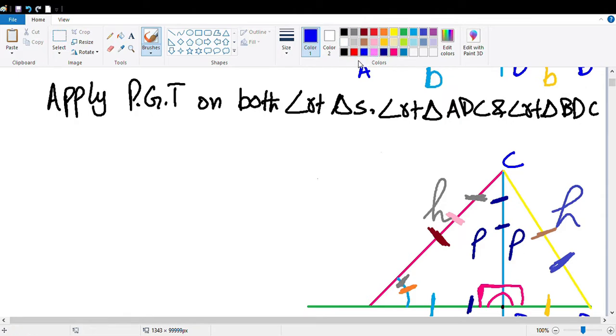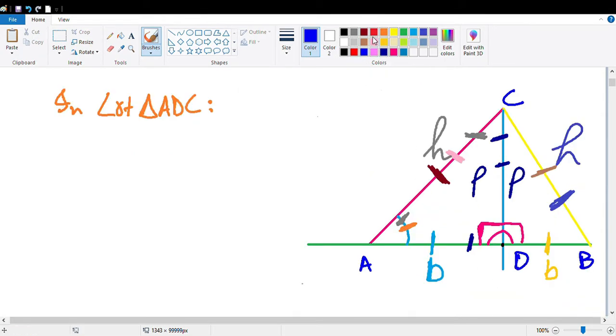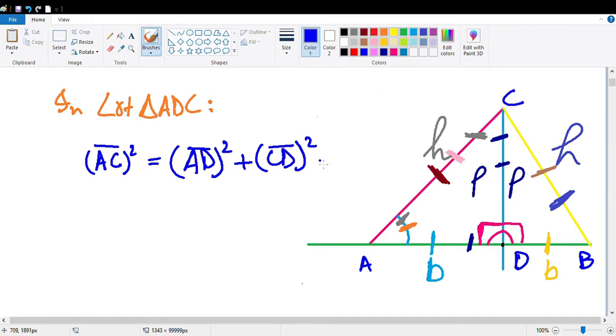So first, let's apply it to the right triangle ADC. So I'm going to say in right angle triangle ADC, AC is the hypotenuse, you guys know. So the square of the hypotenuse, AC square, is equal to the sum of the squares of the base and the perpendicular. Perpendicular is CD, we know, for both triangles. And for ADC, the base is AD. So AD squared, plus the perpendicular, CD squared. Now this equation we're going to call equation number 1.